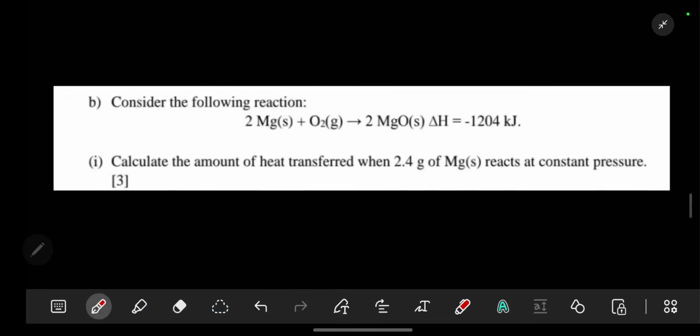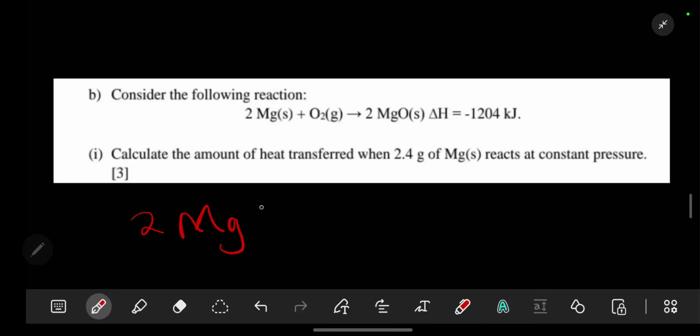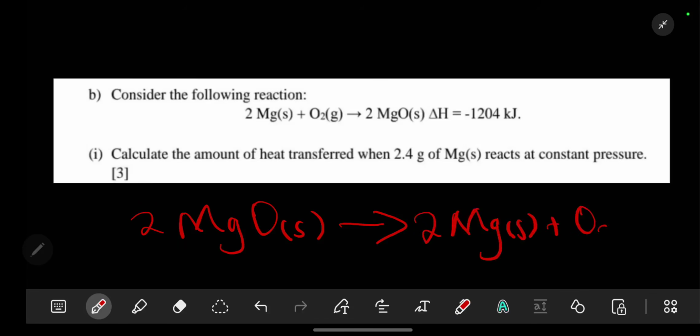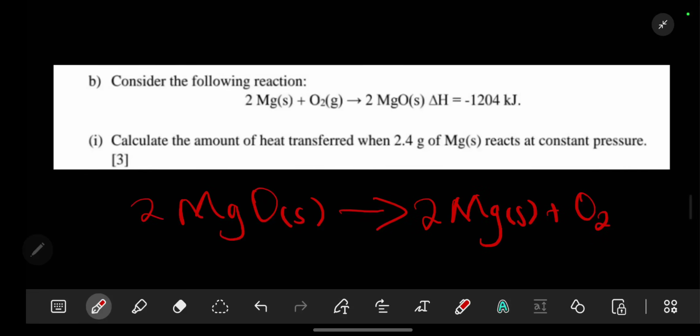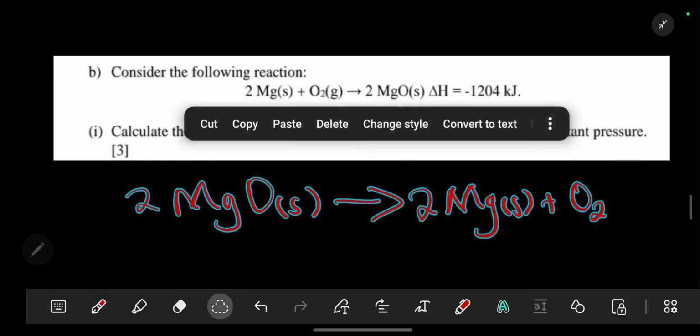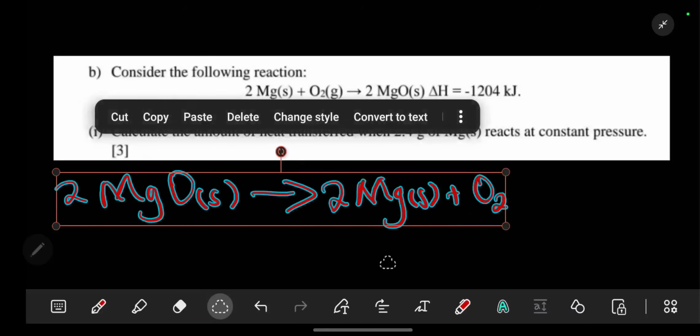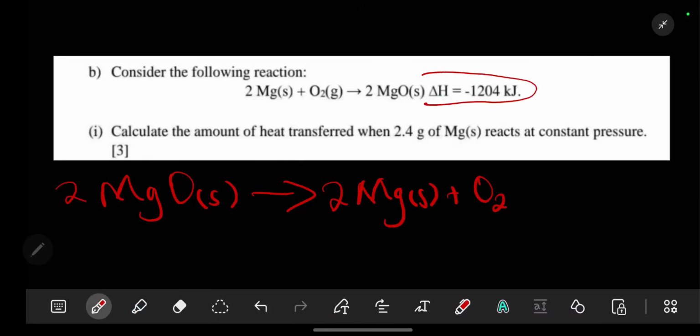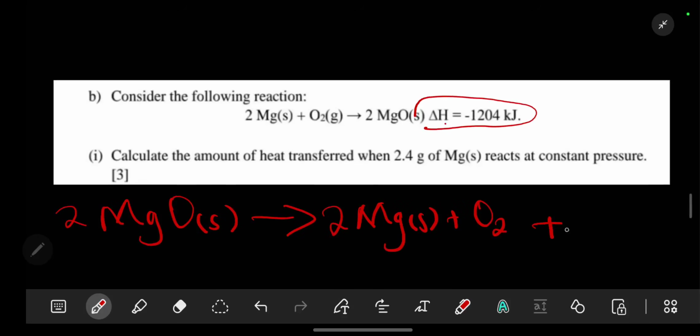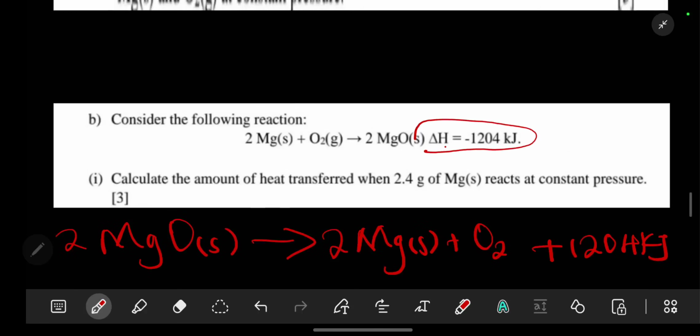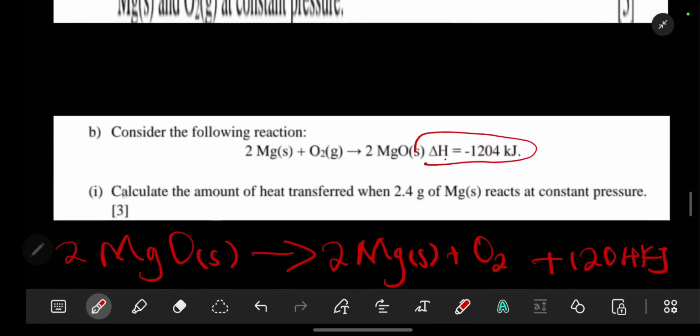So that means our new equation is 2 MgO, to produce, decomposed, Mg plus O2. So these are the products. Now if we reverse the equation, remember according to Hess's law, it simply means the sign of the energy changes. So we are going to have the positive 1004 kilojoules. Then we are solving this. Don't pay attention to this question. It's just the one that is having the equation.